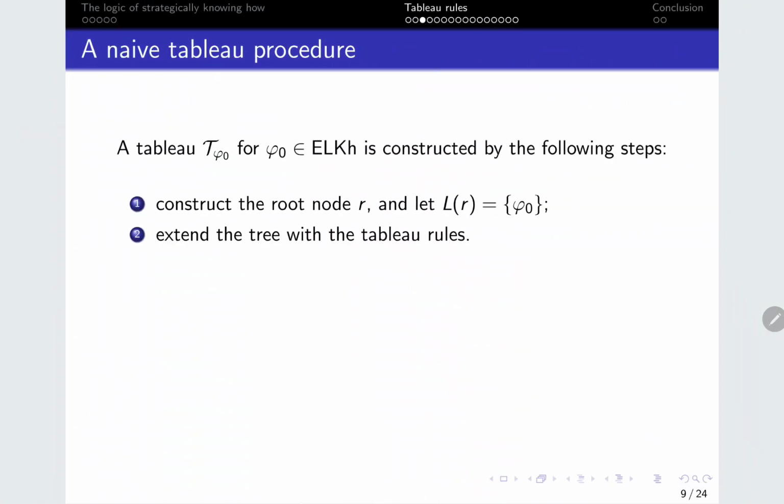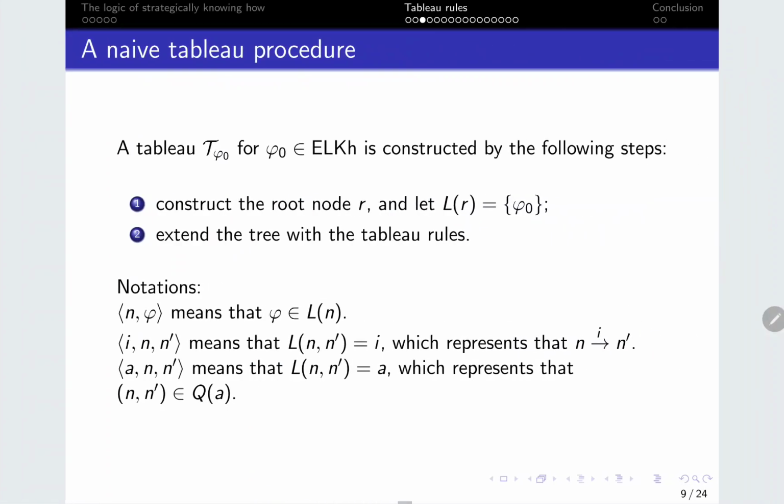Okay, firstly, a naive procedure for constructing the tableau for a formula is given. So how do we construct the tableau for a formula? The procedure is first we construct the root node and label the root with the formula. The second step is we extend the tree with the Tableau rules, and we will introduce the Tableau rules as follows. But before that, we first see some notations.